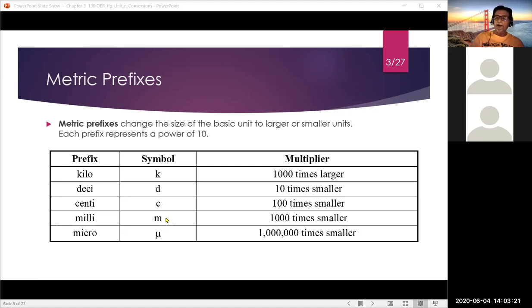And M for milli, which is another way to say it to help you remember. In 1 millennium, there are 1,000 years. Okay. And then the new one we introduced looks like a letter U. That's for micro. And that is a million times smaller.